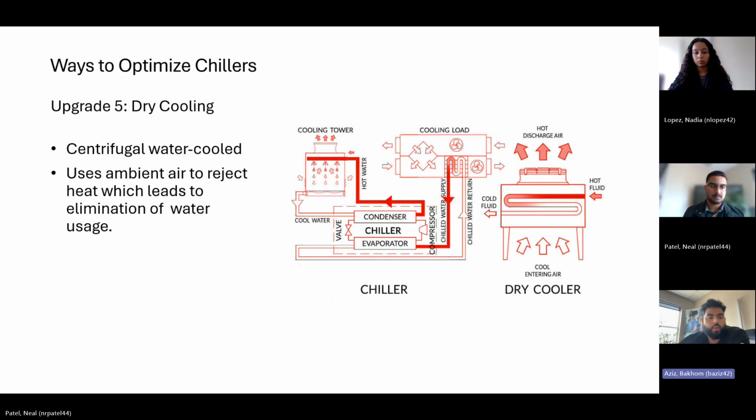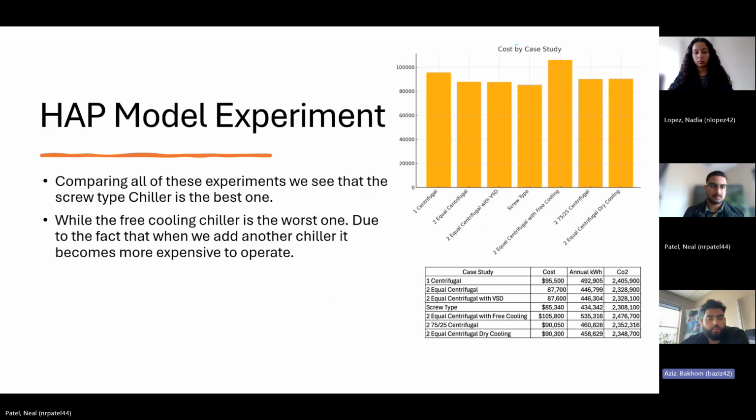The HAP model data that we have collected, if you look on the right with the bar chart, you realize that most of them are in the same range, within about $15,000 per year. Screw type is the lowest amongst them at $85,340. Then there's two equal centrifugal, with the VSD at $87,600, and then $100 extra is without the VSD, just two equal centrifugal. The most expensive one to have is the free cooling.